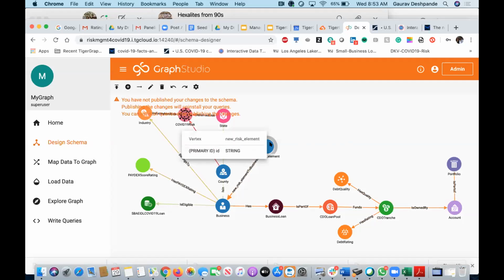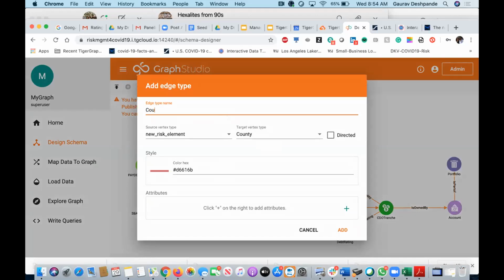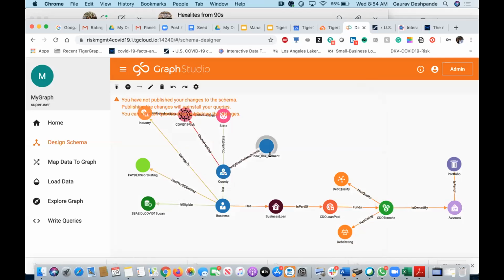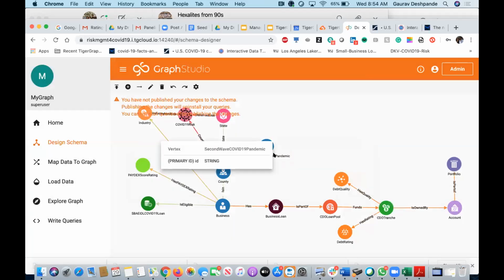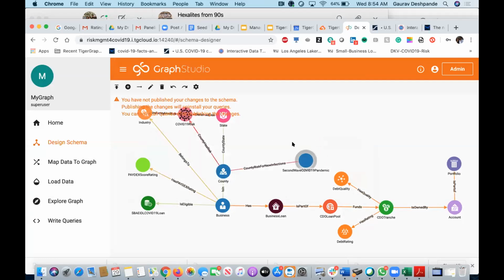As a data scientist, you simply create the new risk element, you attach it either here, or if you don't, it's not attached to the business. For example, this new risk element is related to a second wave of COVID-19 breakout, and it's associated with a particular county. Then you say county risk, right, for new infections. And for example, this particular name, I'm just going to change that from new risk element name to second wave COVID-19 pandemic. That makes sense? So what you're doing essentially is you're introducing a new risk element, and then you're attaching that to a particular county, and you're saying these counties have a second wave of COVID-19 breakout, and therefore I'm going to rate them differently, and then use that information.